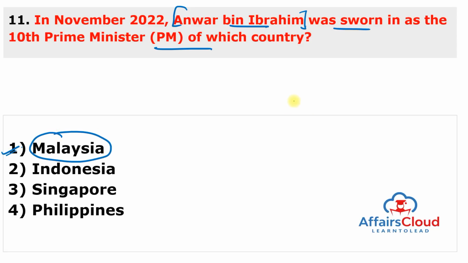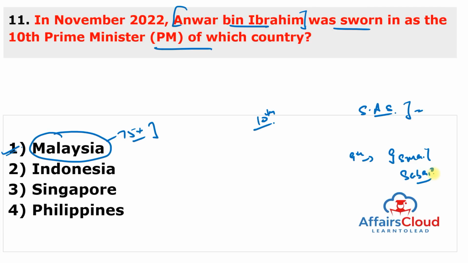So, long time opposition leader Anwar bin Ibrahim, who is 75 years old, leader of the Pakatan Harapan coalition, was sworn in as the 10th Prime Minister of Malaysia. And Malaysian King Sultan Abdullah Sultan Ahmad Shah named Anwar Ibrahim as Malaysia's Prime Minister. And Anwar Ibrahim succeeds the 9th Prime Minister of Malaysia, Ismail Sabri. So, if you want to remember the former, you can. Otherwise, you can just remember the name Anwar bin Ibrahim.